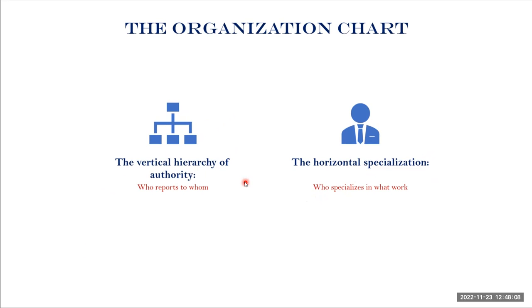Basically, if you take a glance to the left and to the right of the lines of an organizational chart, it shows the horizontal specialization, right? The different jobs or work specializations, right? We'll see an example of that next.